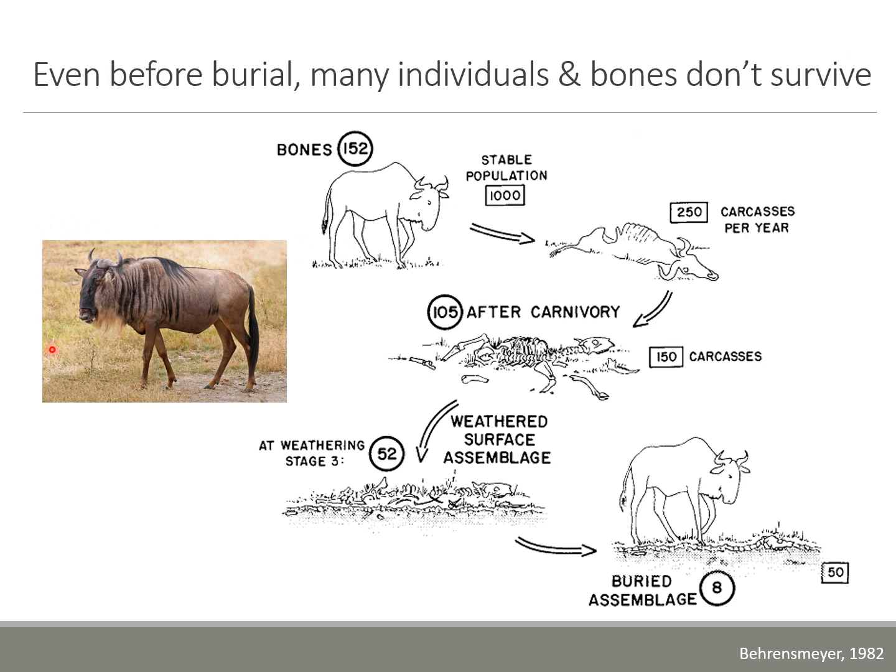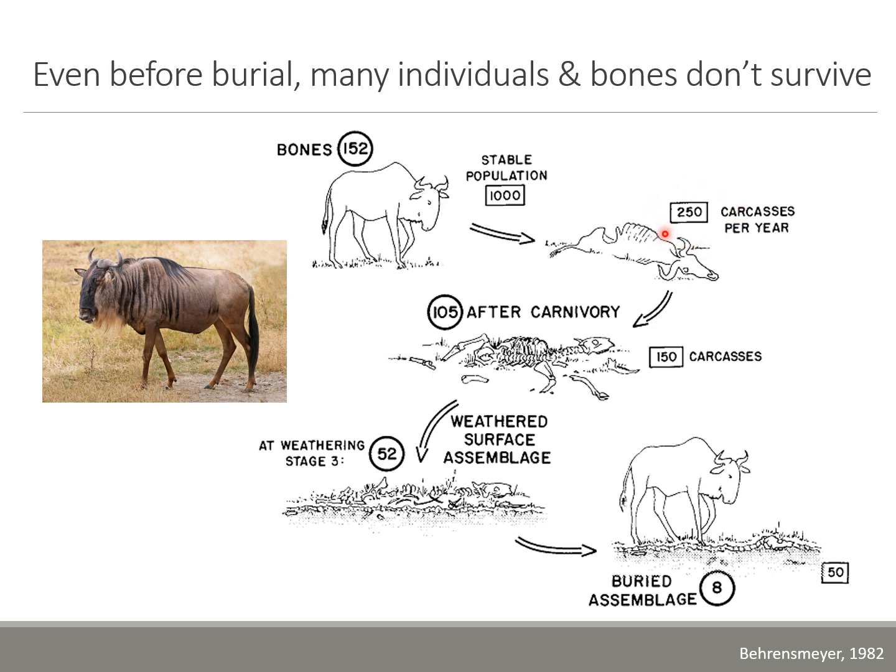Okay, so it's a study done on wildebeest. Okay, what we have here is we have 152 bones within a wildebeest skeleton. A stable population has 1,000 individuals. Okay, a certain number die and their carcasses are left on the landscape.